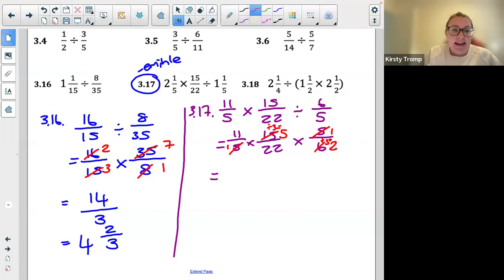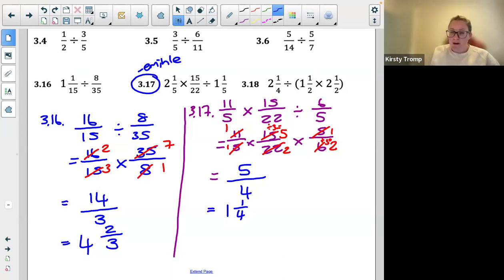I like what Kagi's saying as well. I'm going to do it Kagi's way after we're done here. Okay, carry on. Then what did you do? And then, ma'am, I said the 11 goes into 12 once, and then it goes into 22 twice. Good. So we cancelled. Now we're going to multiply it all out. So 1 times 5 times 1 is 5, and 1 times 2 is 4. So my final answer is 1 and 1 over 4. Did you get the same answer? Yes, ma'am. Okay, cool.